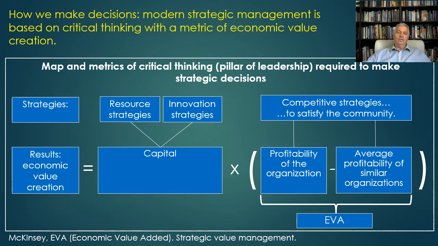All this leads to two very important conclusions. Number one, how we make decisions. Modern strategic management is based on critical thinking with a metric of economic value creation, which we need to ensure our survival, which generates social Darwinism. The second is how we create knowledge. This critical thinking is based especially on two epistemologies, two ways of creating knowledge. One is empiricism and the other is subjective idealism. They are the epistemological foundations of critical thinking, as we will discuss in the next chapters.